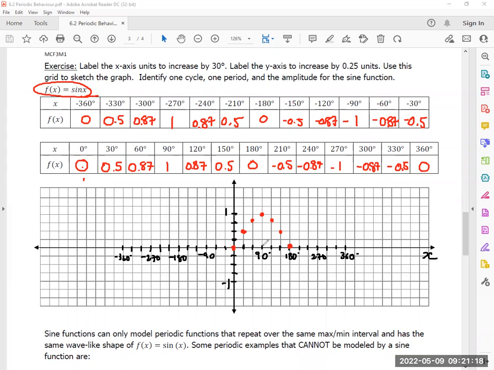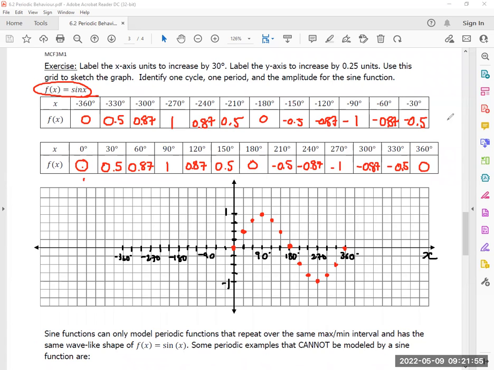Let's keep going. After 180 comes 210, as that becomes negative 0.5, and then a negative 0.87, and then a negative 1, comes back. And I think you could imagine, if I continue this, it's going to repeat the same motion.